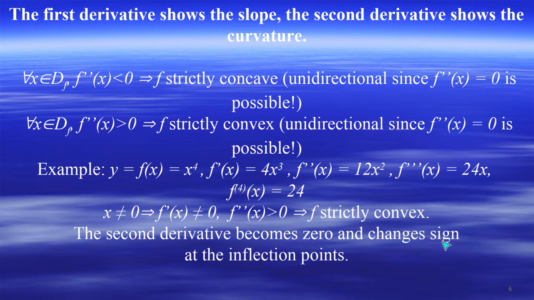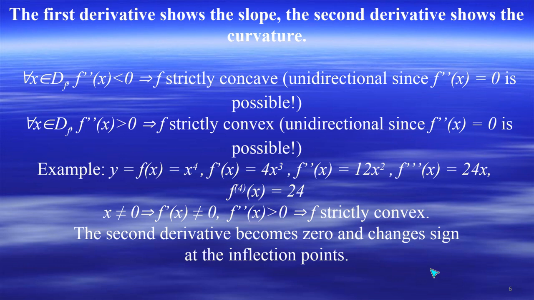Well, yes, the second derivative becomes 0 and changes sign at the inflection points. Yes, this is also interesting, because that the second derivative becomes 0 is a sign of an inflection point, but not always. Here, for instance, x0 equals 0 is the minimum point of this x to the power 4, y equals x to the power 4. This is a parabola.